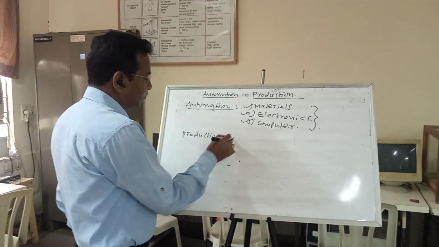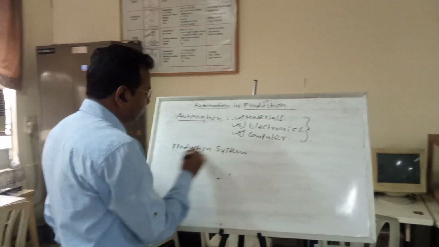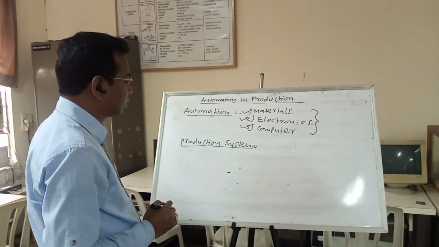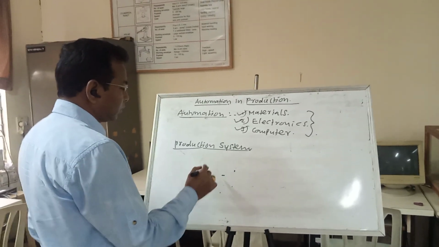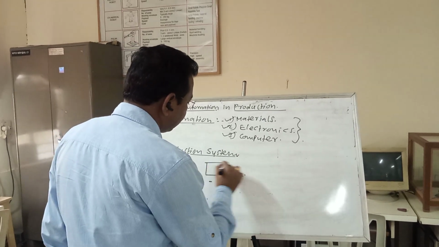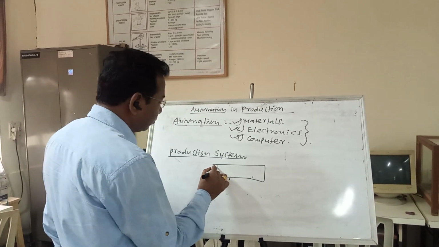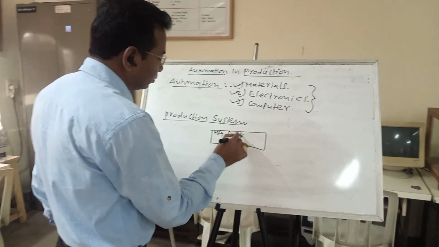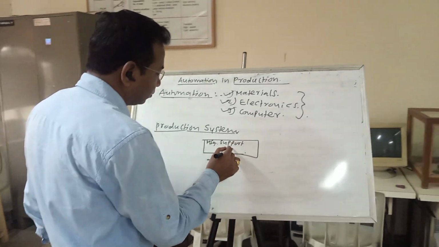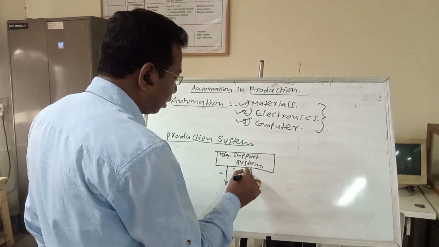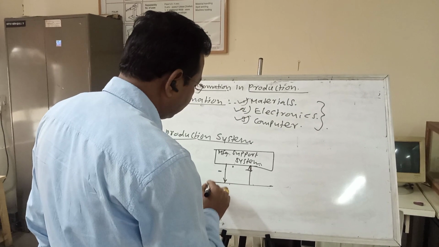Production system. What about the production system? The production system is divided into two main parts, two main categories. First is the manufacturing support system, and the second part of the production system is the facilities.